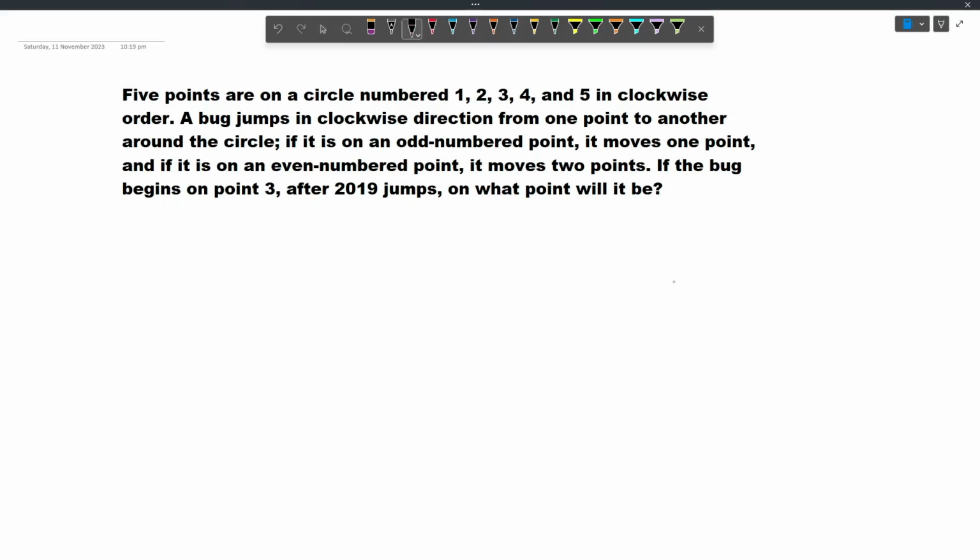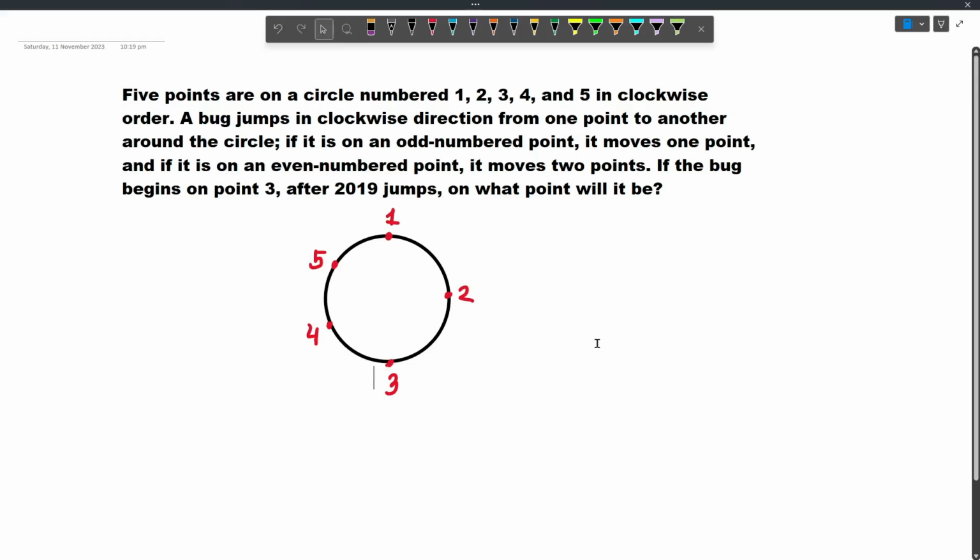Now, let's draw our figure. Let's draw a circle, and let's put 5 points. Let's label this as 1, and then 2, 3, 4, and 5. Now, according to our problem, the bug begins on point 3. So it will begin here. And so now, let's try to simulate the movement of the bug.